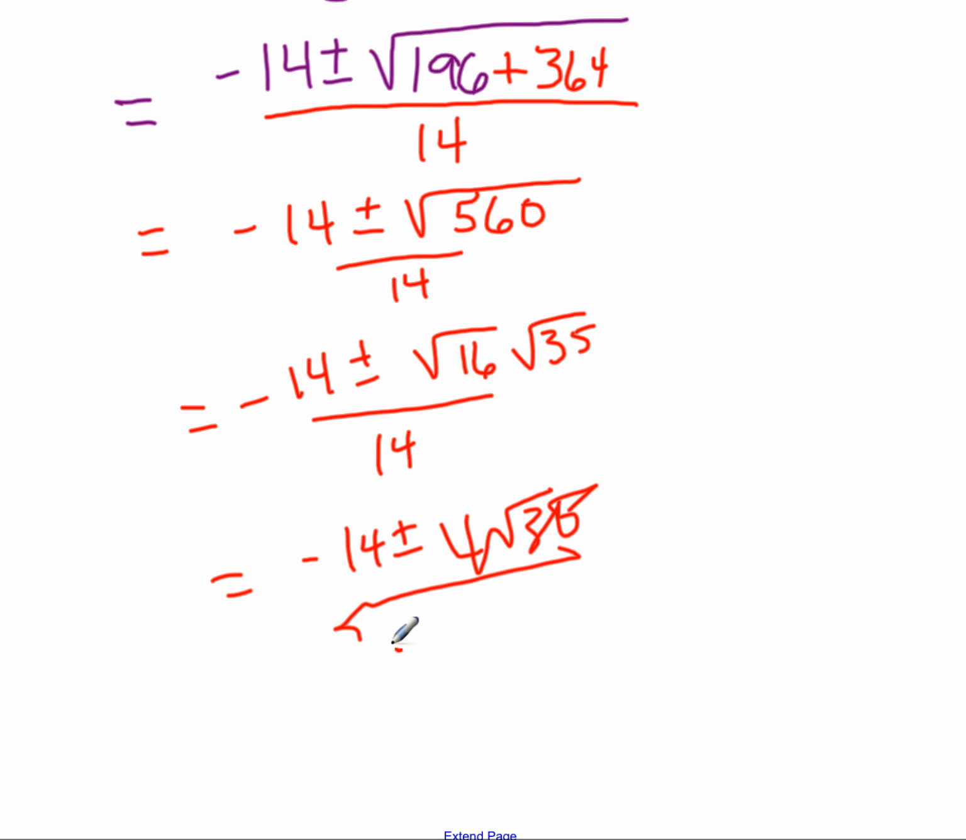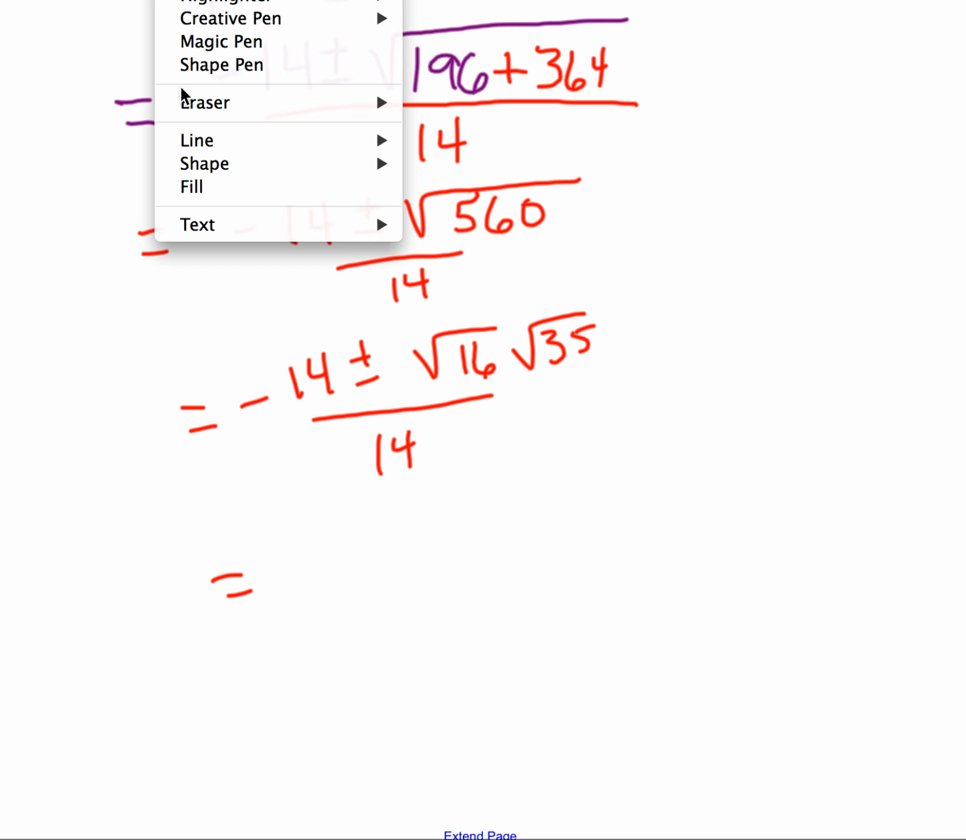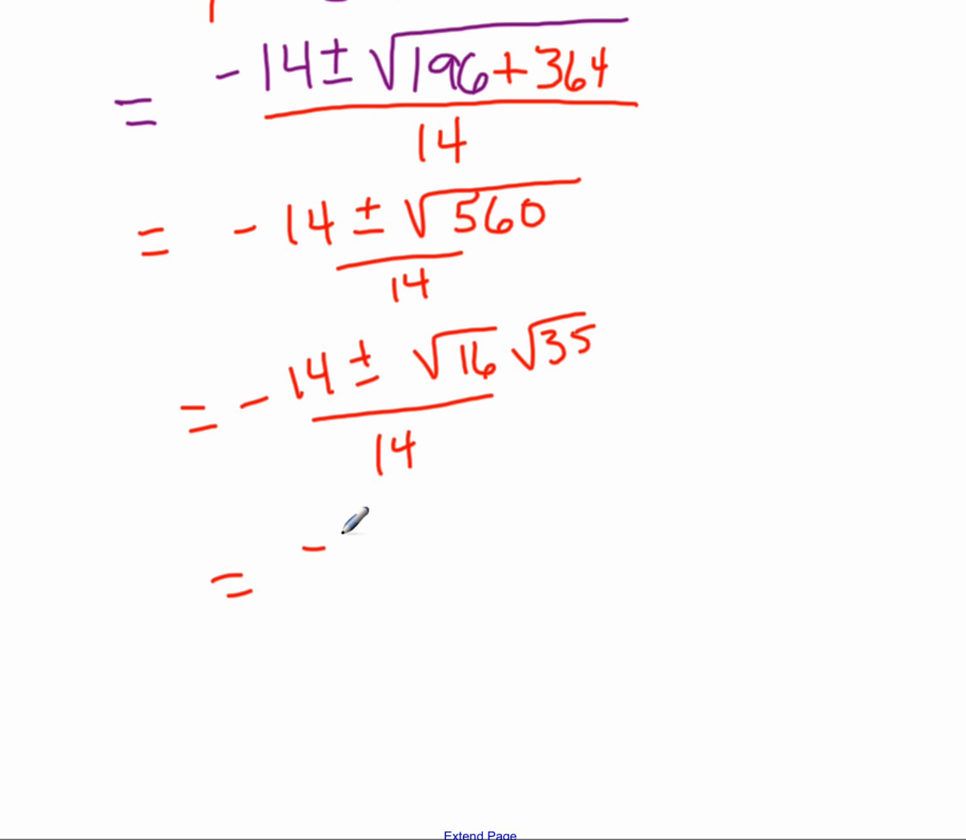I don't like it, my writing gets crazy sometimes. Let's try that again. Negative 14 plus or minus 4 root 35 over 14.